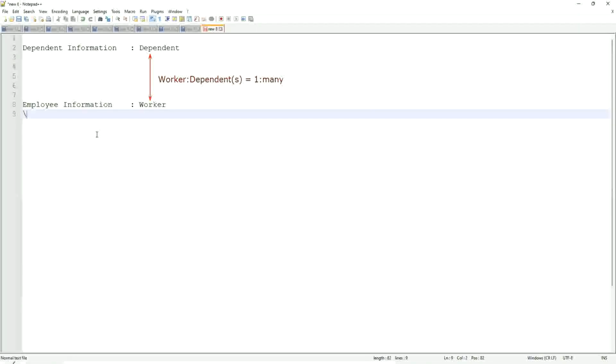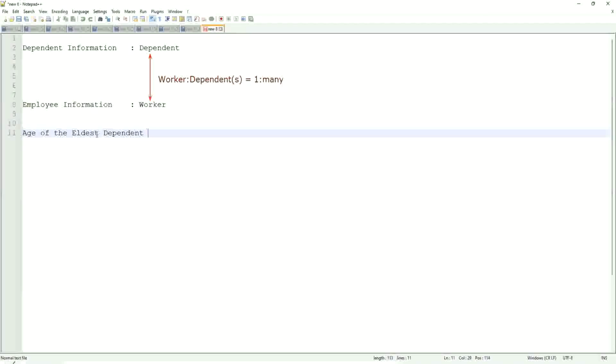Here, what we are trying to do is we are going to find out what is the age of the eldest dependent. Age of the eldest dependent of a worker. We are going to do that. When we did the related business object filters and subfilters, what did we do? We selected only the dependents who were more than 10 years old. That's what we did. But now we are going to look for the eldest dependent.